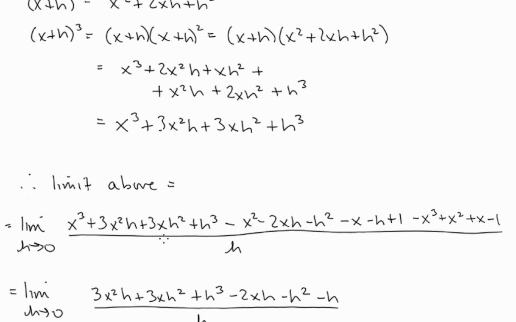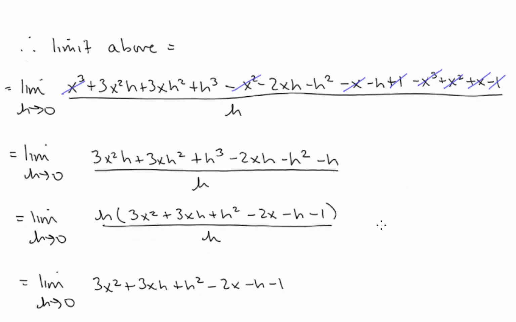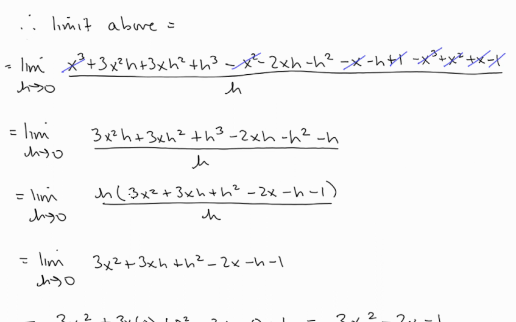And at this point we could do a whole bunch of canceling. We have positive x to the third, negative x to the third, negative x squared, positive x squared, negative x, positive x, plus 1, minus 1. And notice that everything remaining in the numerator has a factor of h, and that is what we're looking for. So that we can factor out an h from the numerator and cancel it with the h in the denominator.